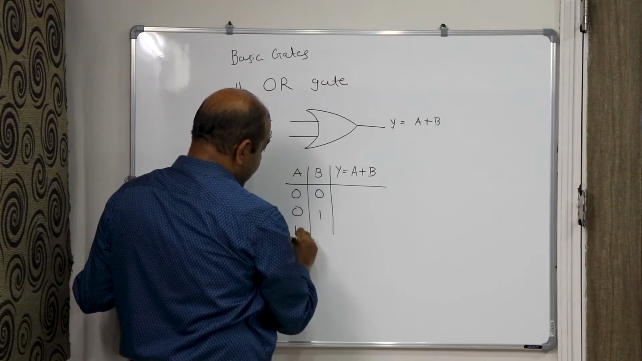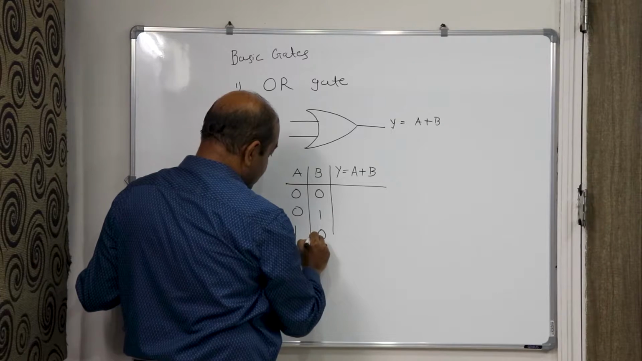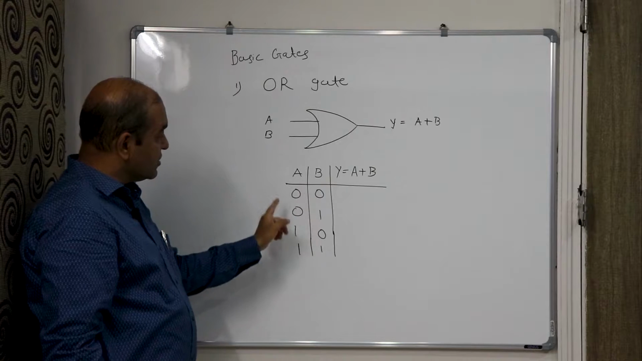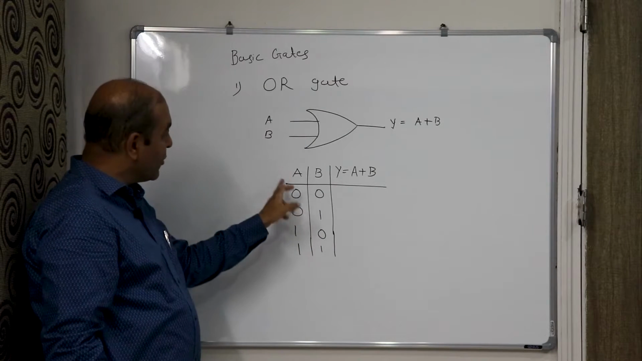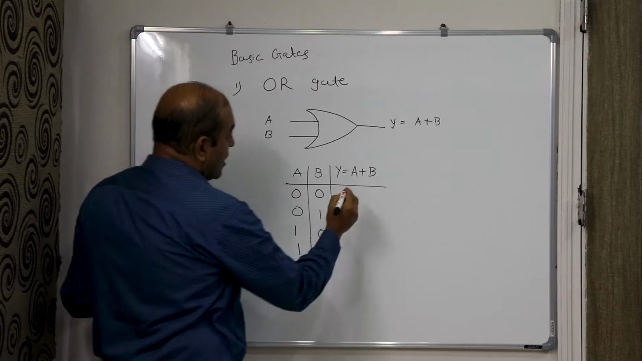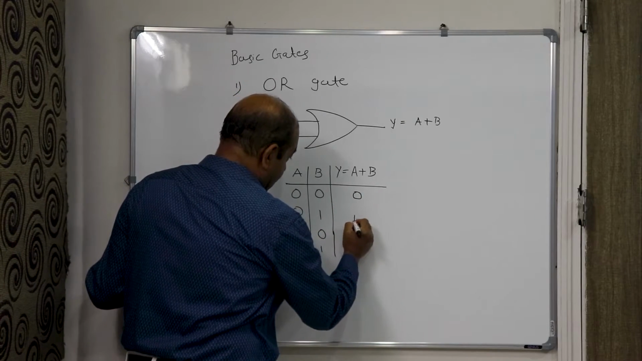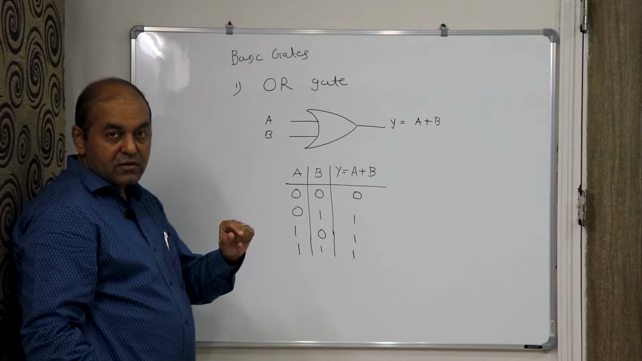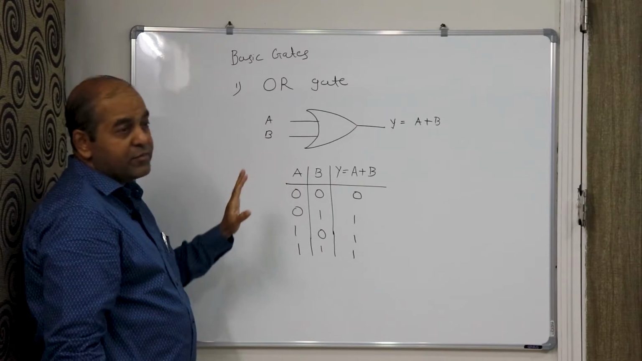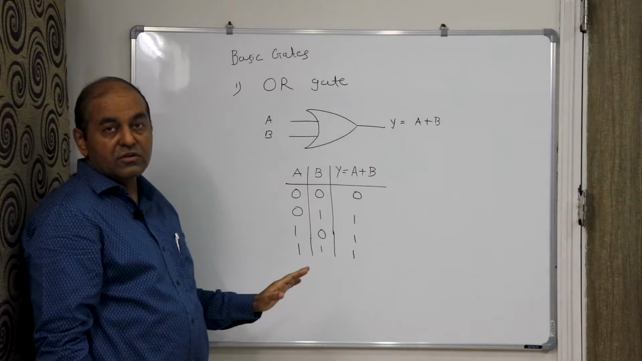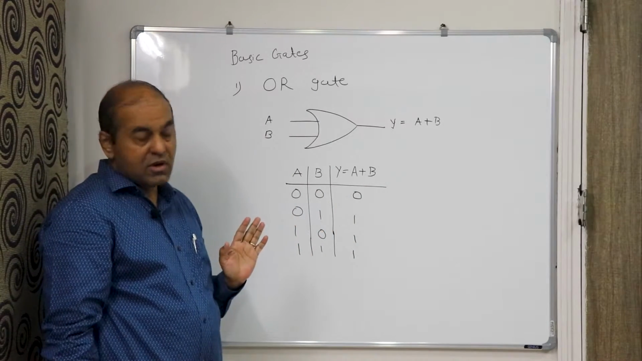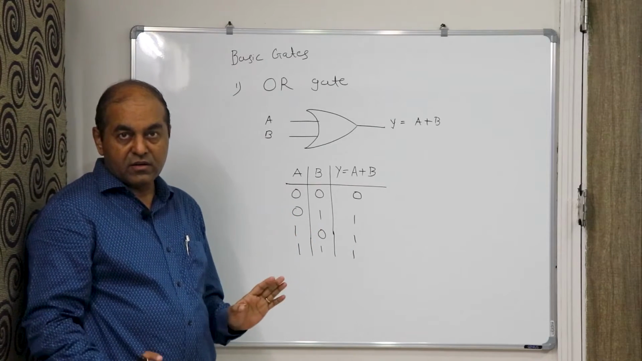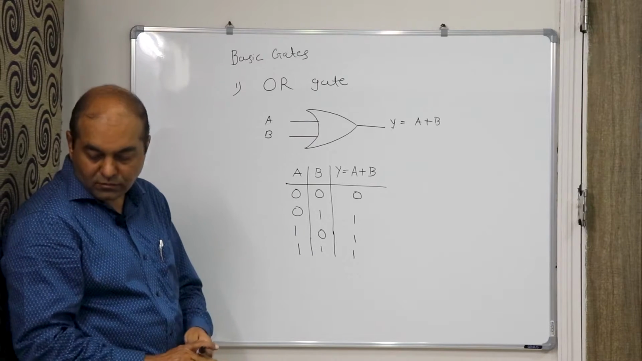Two input means we have 4 different cases. Inputs 0 0, 0 1, 1 0, 1 1. 0 means low, 1 means high. So in OR gate, when both the inputs or all the inputs are 0, then output is 0. But if any input is high, output is high. Clear? Copy down.